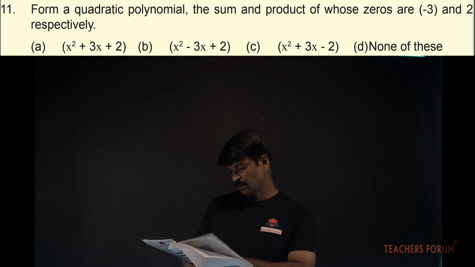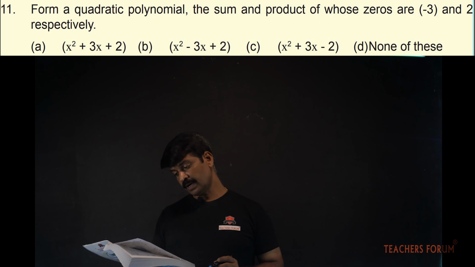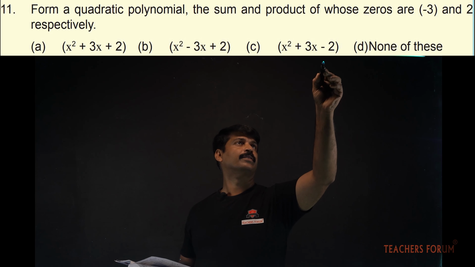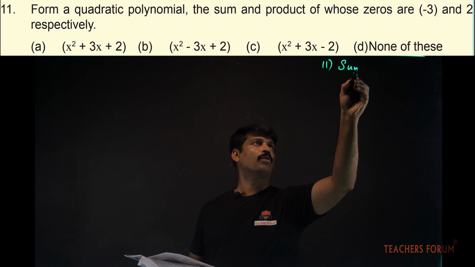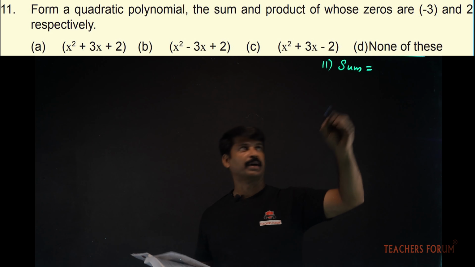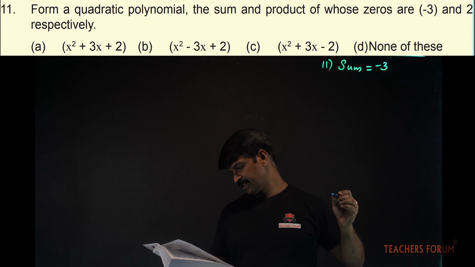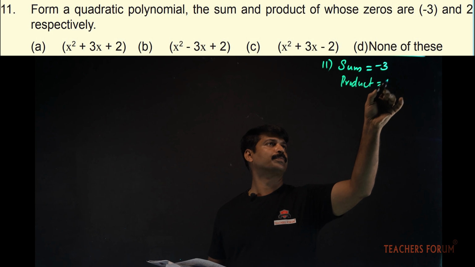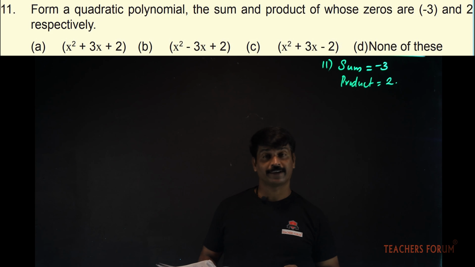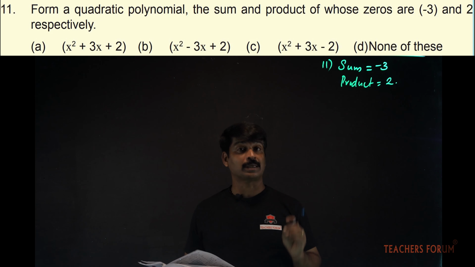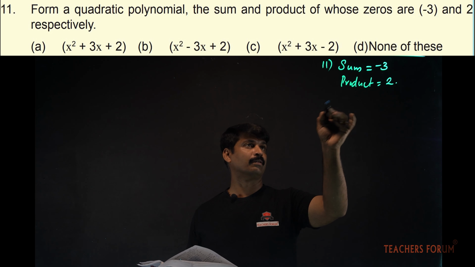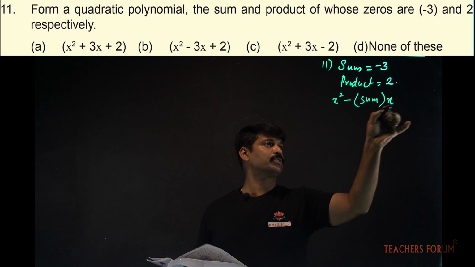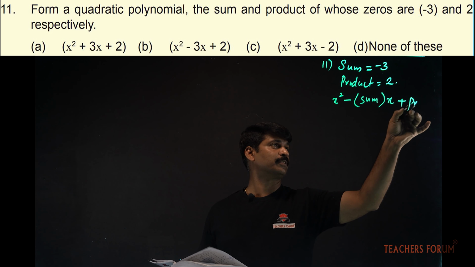Next one. Form a quadratic polynomial, the sum and product of whose zeros are minus 3 and 2 respectively. So what is given? It is given that the sum of zeros is minus 3 and the product is 2. Sum is given, product is also given to you. You have to form a quadratic polynomial. So if you are given the sum and product, the required polynomial is equal to x square minus sum of zeros into x plus product.